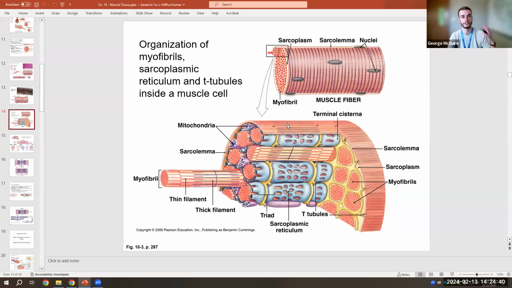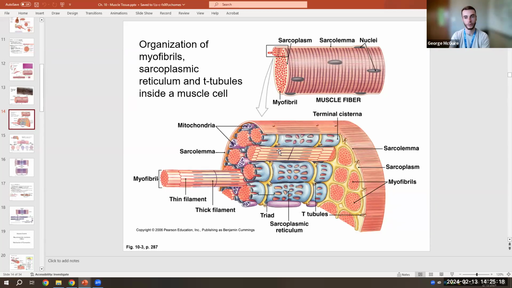So when a signal from our nerves reaches a muscle cell, that signal is going to change the membrane potential, sending a signal down the plasma membrane into these T-tubules and down the membrane of the T-tubules until it reaches the terminal cisterns. That change in membrane potential is going to open up the calcium channels within the membranes of those cisterns, which is going to allow calcium to flood into the myofibrils, and that calcium is going to allow the myosin heads to cause contraction.